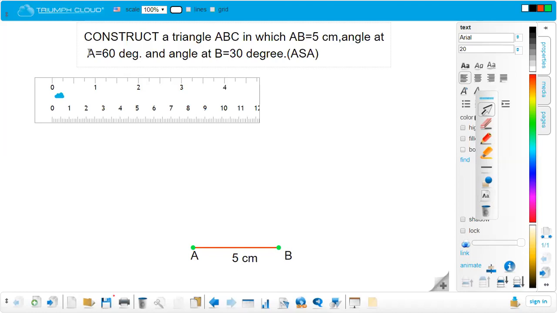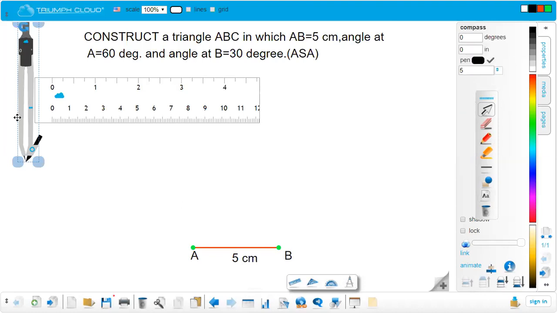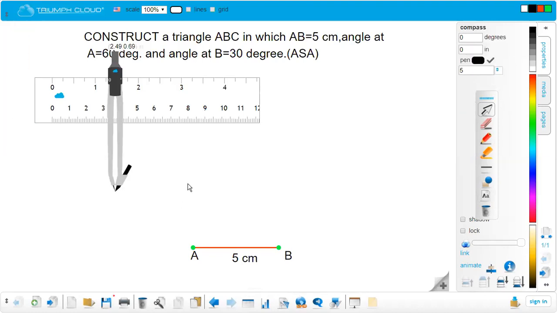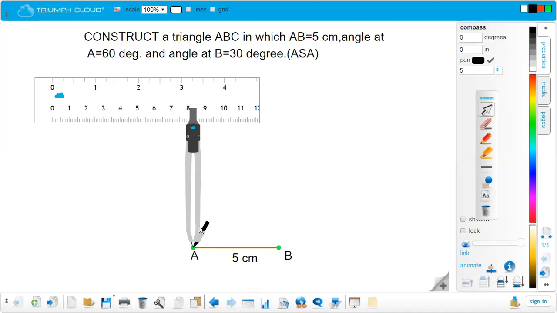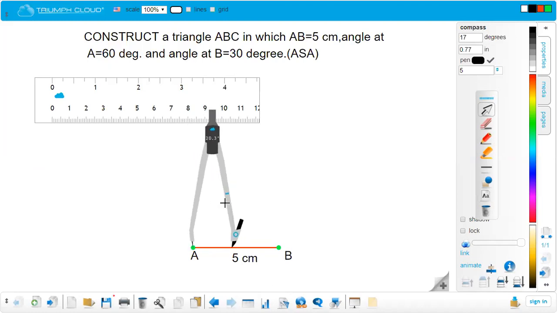Here at the point A, there is a 60 degree angle. So let's construct a 60 degree angle at the point A. Let me use the compass here. I'm going to make an angle by using the compass. Let me extend the compass. We have to take a little bit more than half of the line segment. Okay, and let's rotate it.